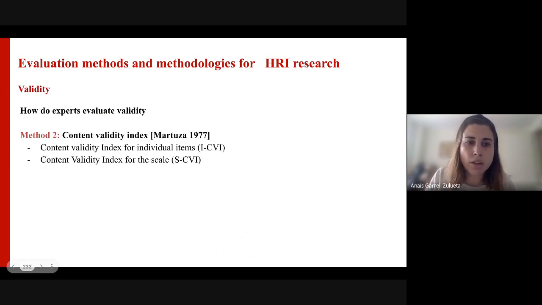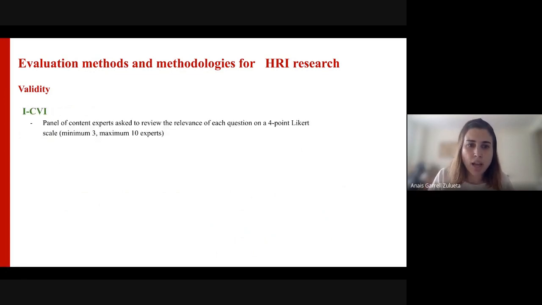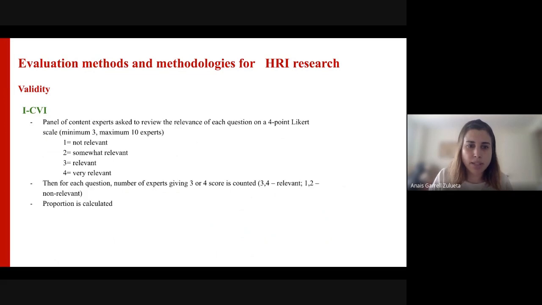Okay. Another one, the content validity index. Here we have two, the ICVI and the SCVI. I prepared an example. I think it's gonna be easier to understand with an example. Basically, for the ICVI you give the questionnaire to the panel of experts, and they evaluate using a 4-point scale. So 1 means not relevant, 2 somewhat relevant, 3 relevant, 4 very relevant. Okay. Then you split the results into 2 categories: relevant for 3 and 4, and non-relevant for 1 and 2. And the proportion is computed. So if 4 of 5 experts give a score of 3 or 4, the ICVI is 80%.